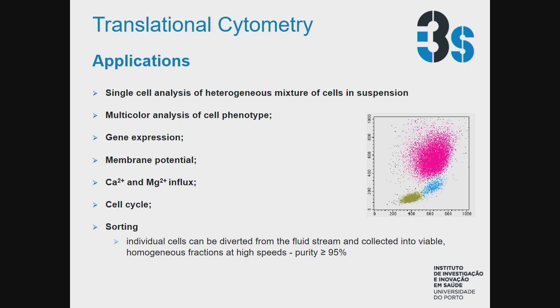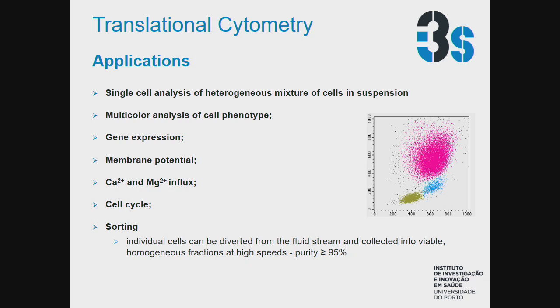Then we can go a little bit deeper and label our markers with antibodies that have a fluorochrome associated, and we can do multicolor analysis of cells and determine cell phenotypes. We can also use flow cytometry for gene expression, to analyze membrane potential, calcium and magnesium influx, and even to analyze the cell cycle.